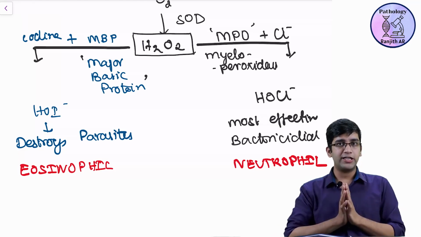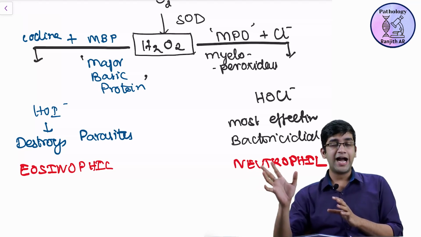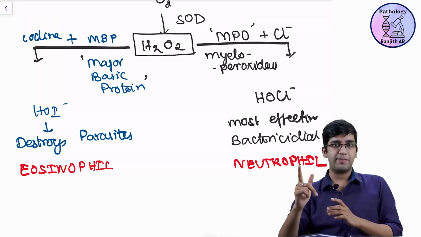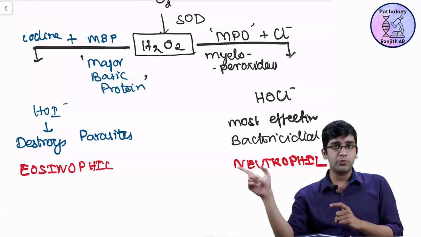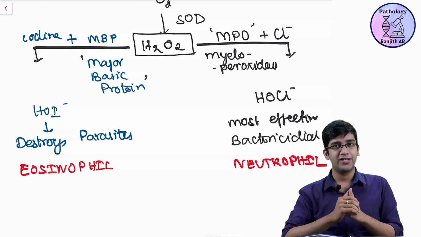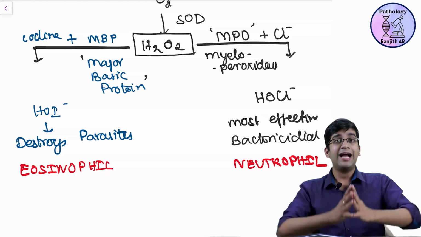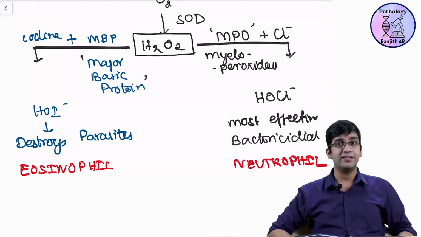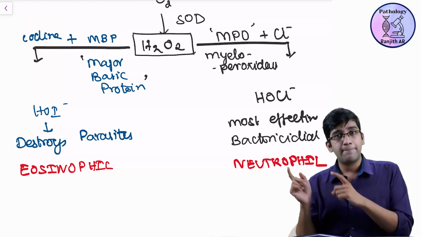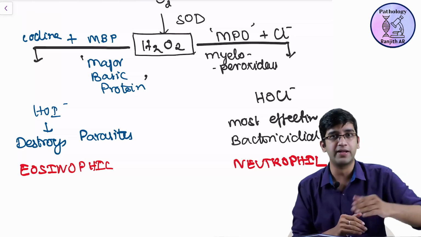My body knows that, say I'm having a parasitic infection, I need hypoiodide to kill my parasite. When I need hypoiodide, I need major basic protein, so bring in eosinophils. That is your body's decision. He is the mastermind behind everything. So only when eosinophil comes, I can produce hypoiodide and I can effectively remove the parasite. That's actually the reverse. Parasite stimulates eosinophilia. Eosinophil comes and destroys the parasite.